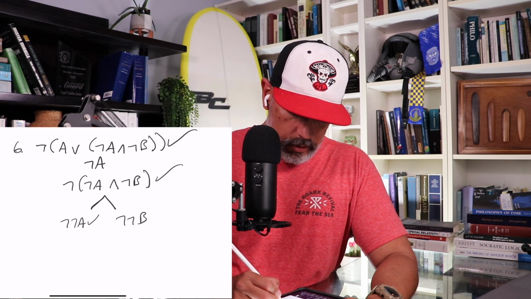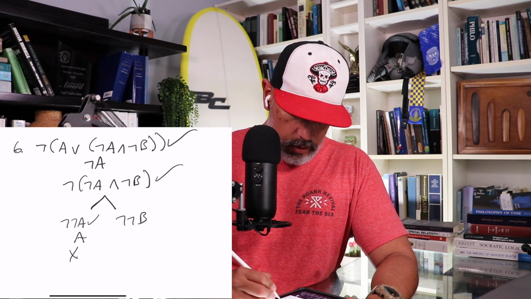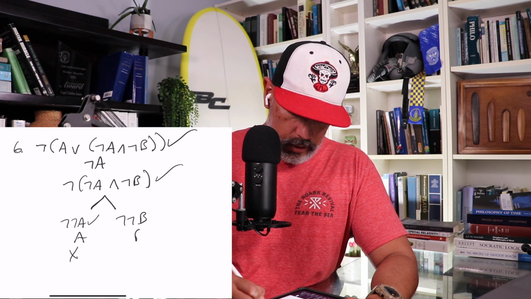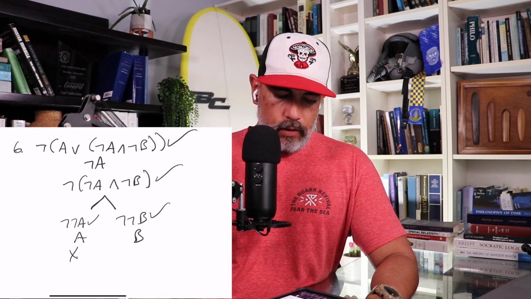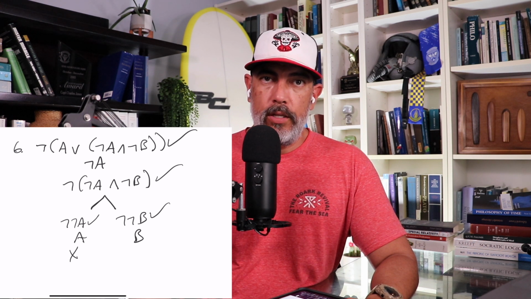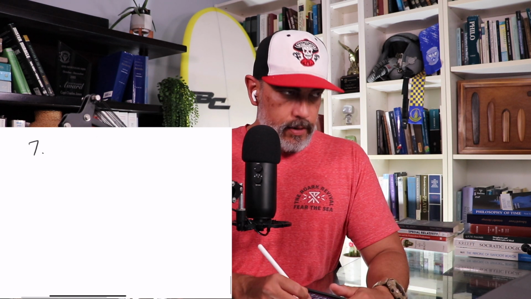Double negation here. Closed. A and not A. Double negation here. Open. Not a tautology. When A is false and B is true, our original proposition is false. 7.